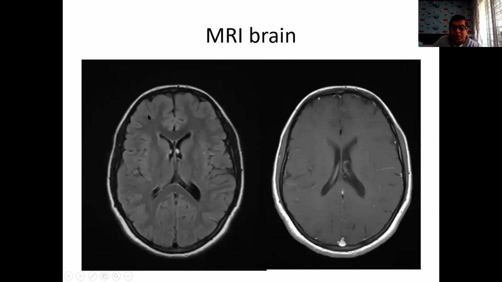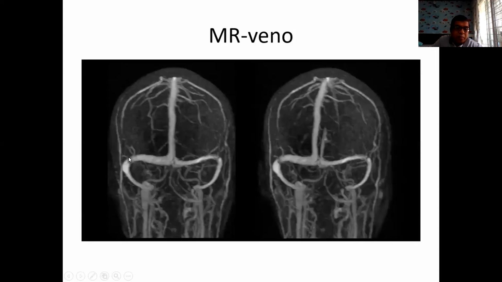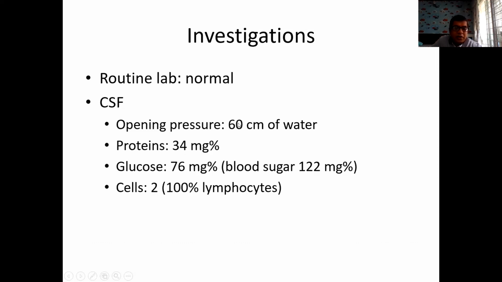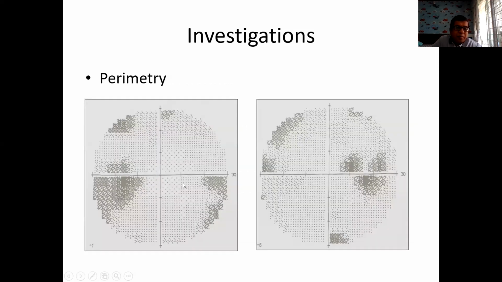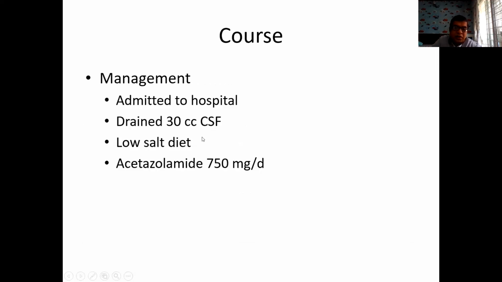We all know that imaging will be normal in these people. There may be sometimes some stenosis of the venous sinuses in some of these patients, and of course the opening pressure of the CSF will be high in these people, with CSF coming nearly blank. And the perimetry sometimes may show some abnormalities. We know that this is a syndrome of intracranial hypertension, IIH.